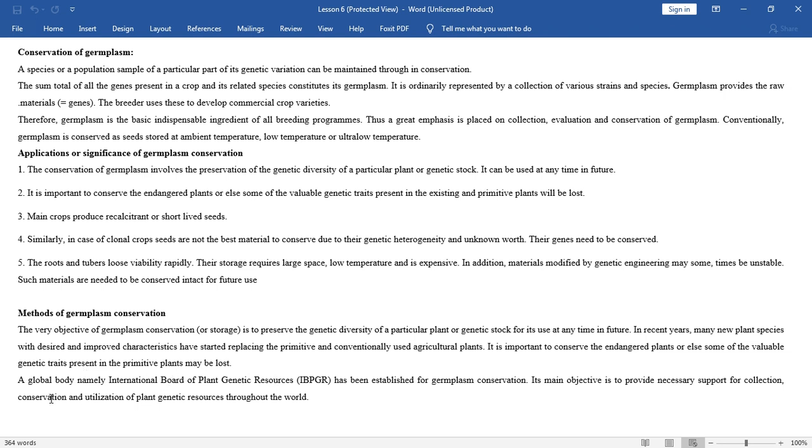A global body, namely International Board of Plant Genetic Resources (IBPGR), has been established for germplasm conservation. Its main objective is to provide necessary support for collection, conservation and utilization of plant genetic resources throughout the world.